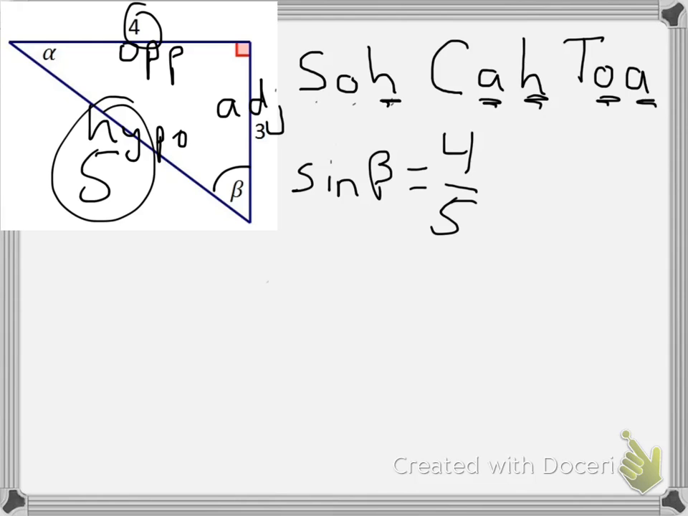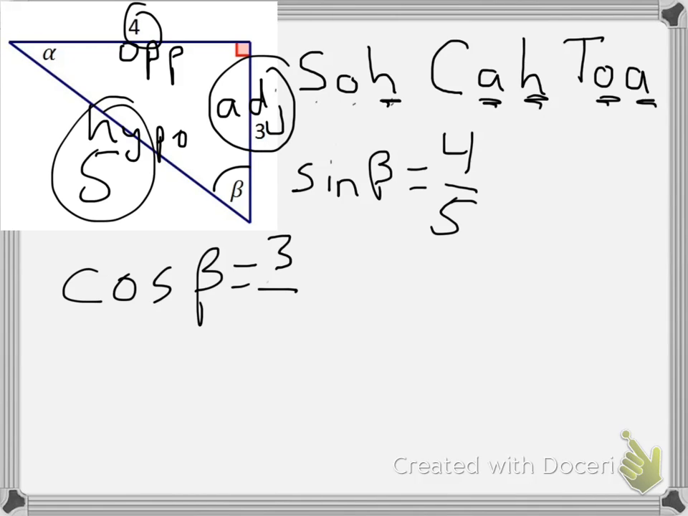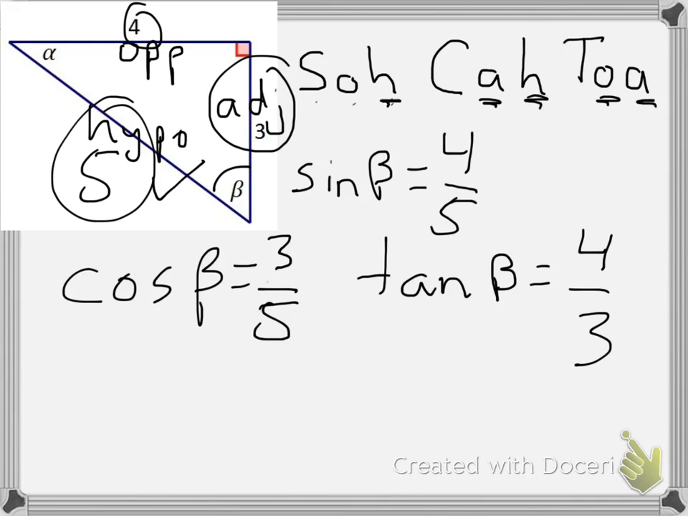Okay? And the cosine of beta is going to be the adjacent, right here, this is the adjacent, 3 over the hypotenuse, which we already got here, which is 5. Okay, and then the tangent of beta, well, it's going to be 4 over 3. It's the opposite over the adjacent.